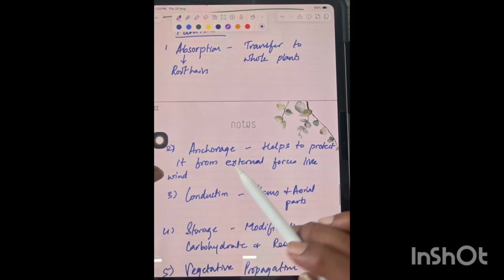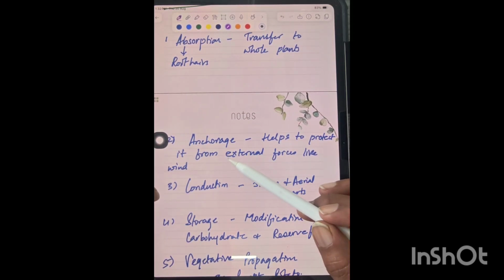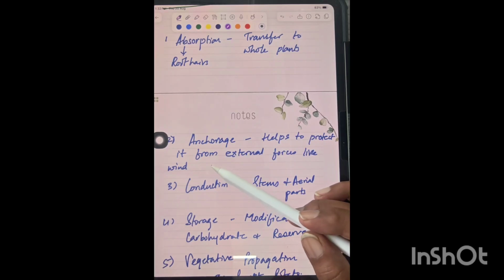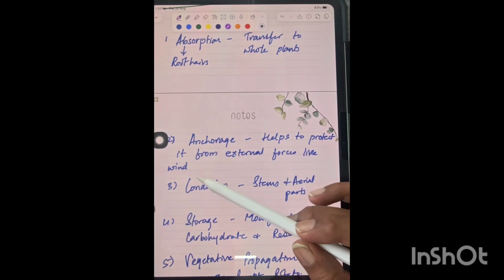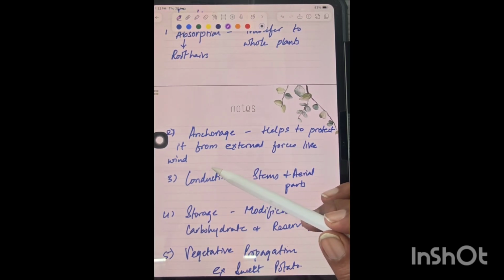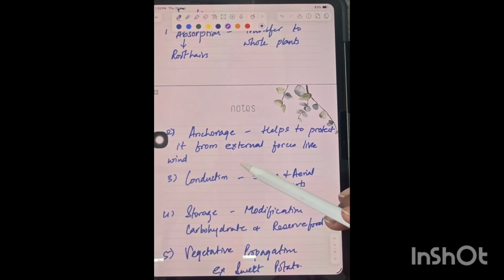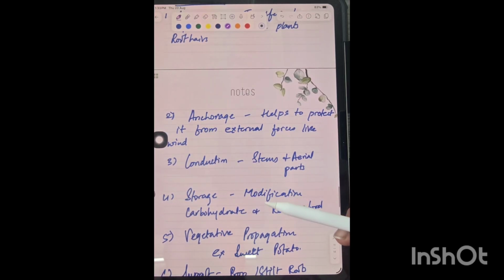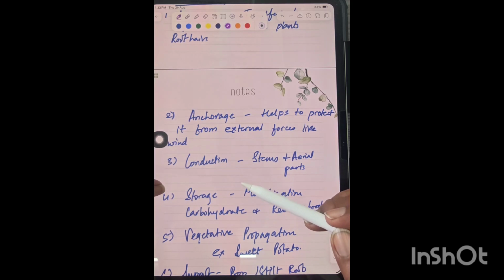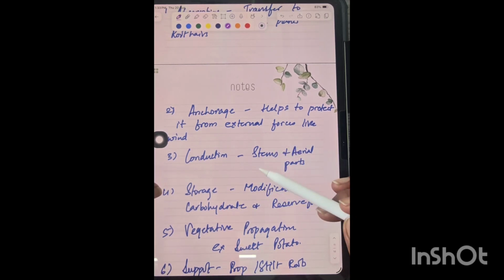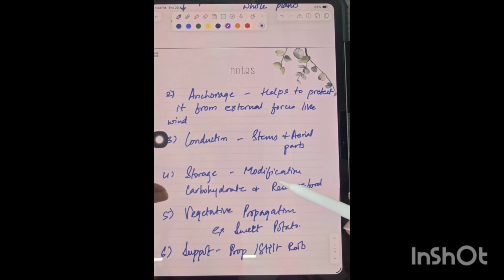Second is anchorage. It helps to protect the plant from external forces like wind. It is a kind of support or hold because of the roots, due to which the plant can stand firmly. Third is conduction. Conduction is nothing but the transport of water from the base to the whole plant, to the tip of the plant like the stem and aerial parts.